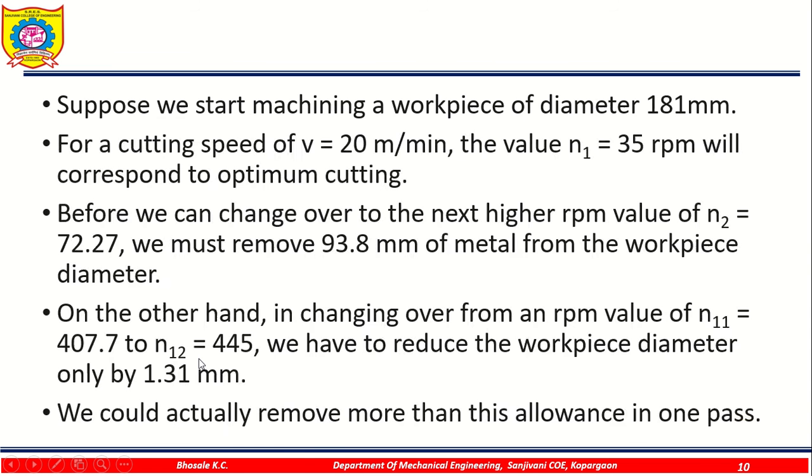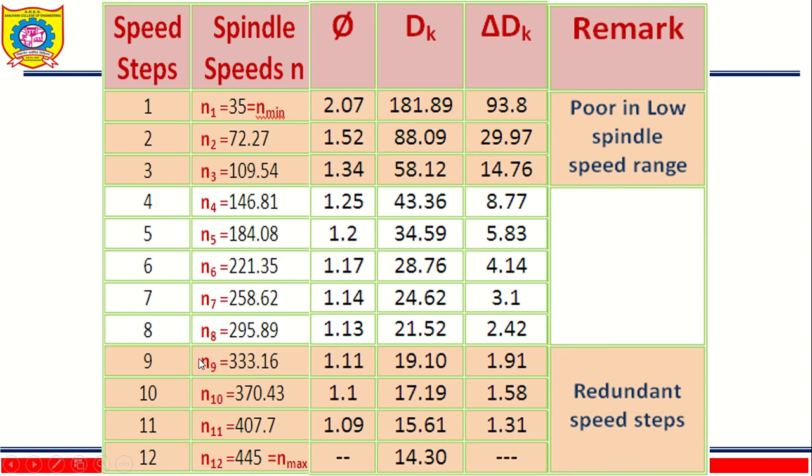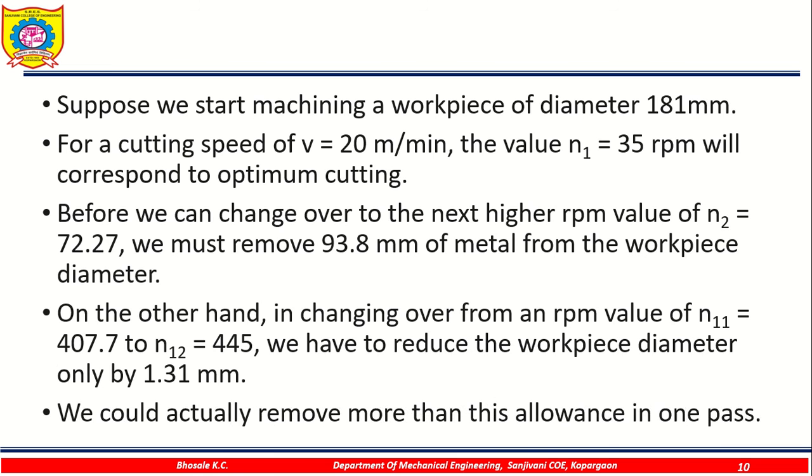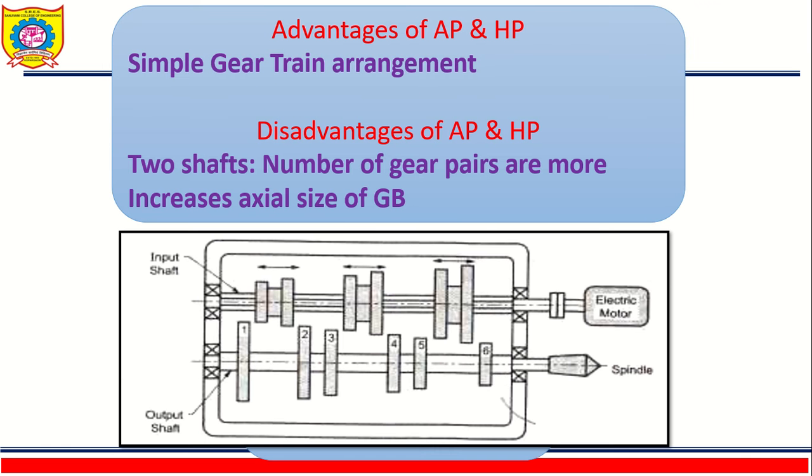So here we have to add some more spindle speeds at the lower end, whereas from N9 to N10 we are removing just 2 millimeters between two different spindle speeds. Due to that, we are not using the arithmetic progression.